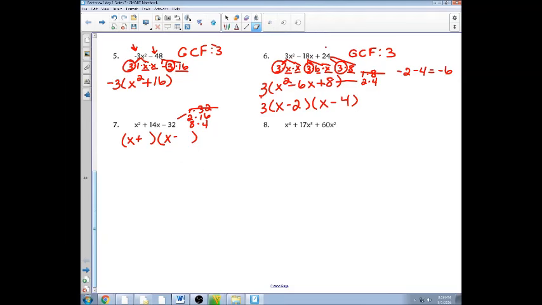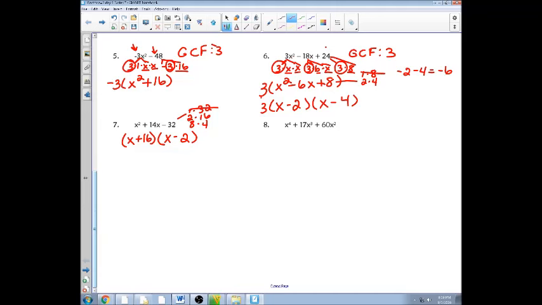All right. How about 2 and 16? Is there any combination of 2 and 16 that will get me to positive 14? If I have a negative 2 and a positive 16, what will that add to? It will add to a positive 14. Since I know that my 2 has to be negative, I'll put that with the subtraction sign. I know that my 16 has to be positive. I will put that with my addition sign. And I am done. I have factored that completely.